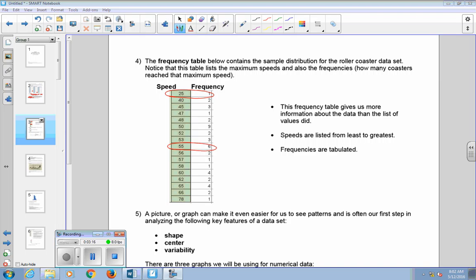So notice that this frequency table gives us more information about the data than the list of values did. We can also say that it's more convenient or easier to read. Speeds are listed from least to greatest, so it's also organized in a better way. And the frequencies are tabulated. And so we can right off the bat see the minimum and the maximum speeds, and see the frequencies, and now it may make it easier to see what we think is a typical speed. So again, typical, if we think of something in the middle, we might pick a speed somewhere in here. But that again is somewhat subjective right now, so you may have a different answer than somebody else.